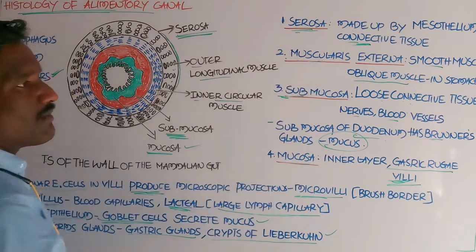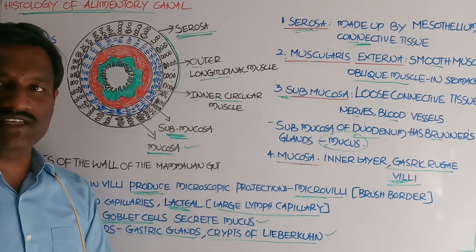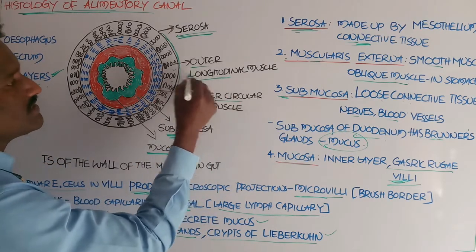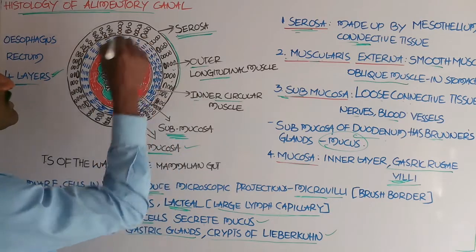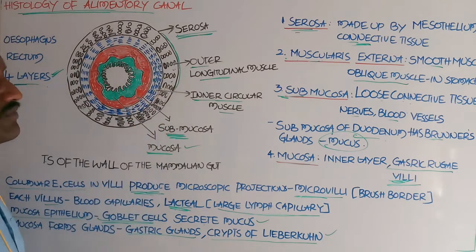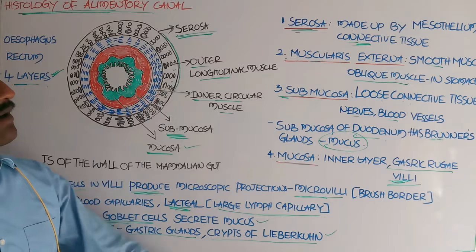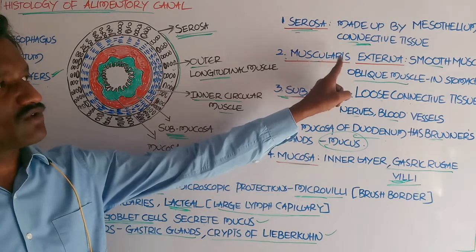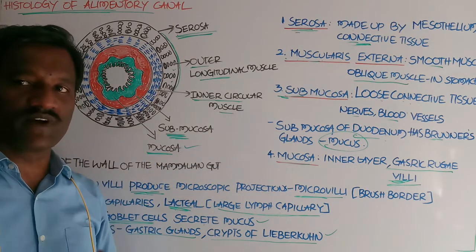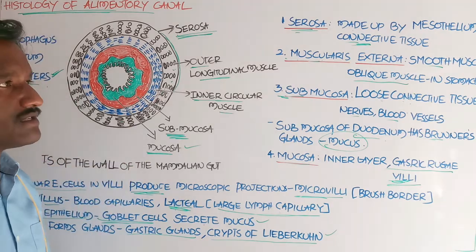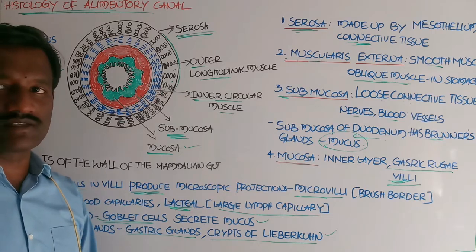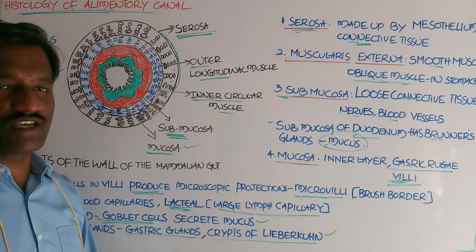The second one is the muscularis externa. The muscularis externa consists of two layers: the outer longitudinal muscle layer and the inner circular muscle layer. These are smooth muscles, involuntary muscles, and oblique muscles are also present in the stomach region.